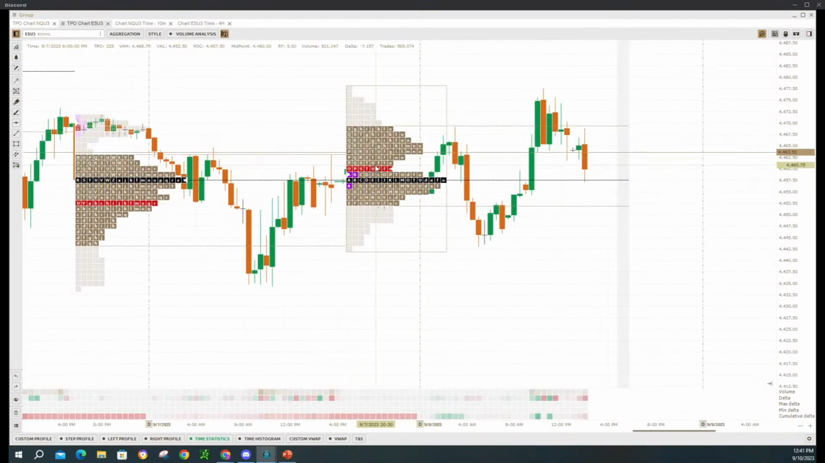Then the red line here, what do you guys think the red line is? The black line is the POC because it's the highest number of letters that were there. What do you think the red line is? It's not a trick question. No, it's the midpoint of the profile, meaning it's the half, 50% of the range.